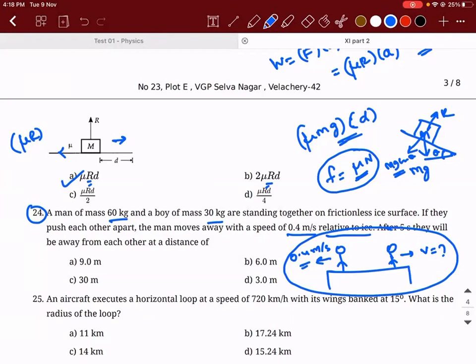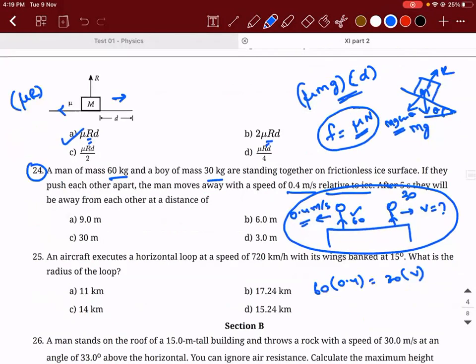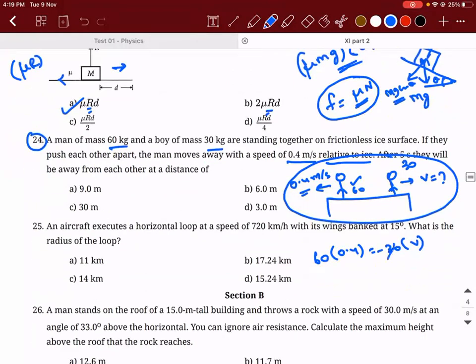So here the momentum is said to be conserved. So the man's momentum is exactly equal to the boy's momentum, but they both are in opposite direction. That is the only difference. So 60 into 0.4 is equal to 30 into V with a negative sign. So this and this will get cancelled. So V will be equal to minus 0.8 meter per second. Okay, 0.8 meter per second.